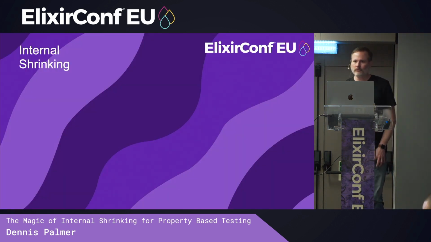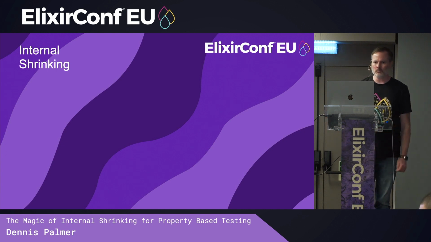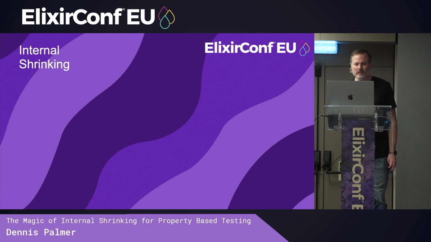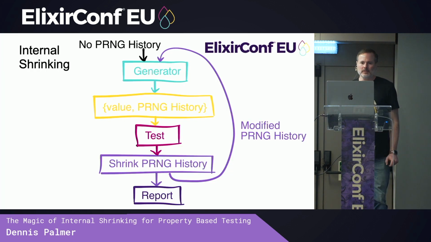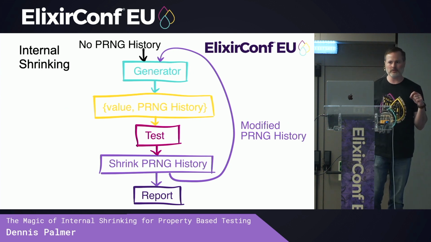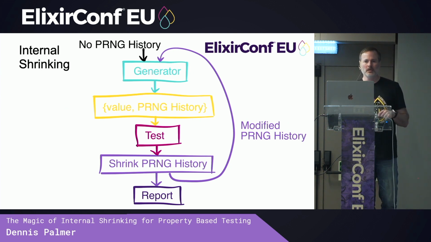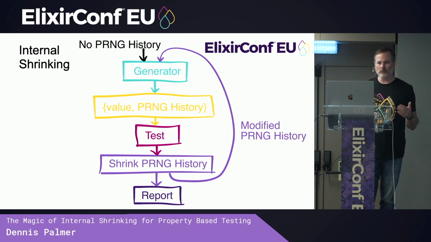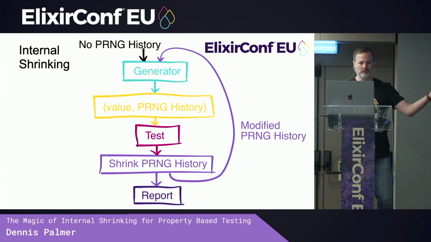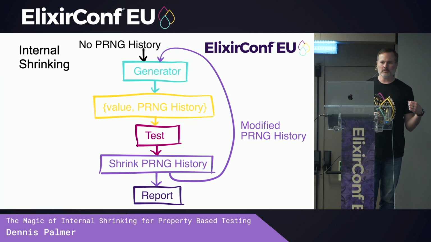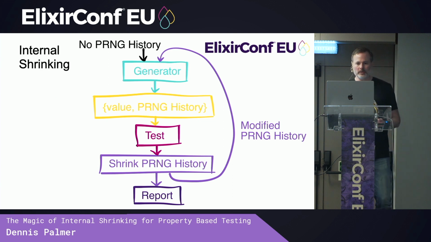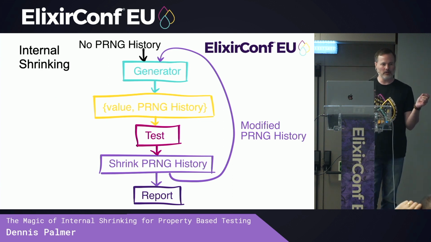So that brings us to our third form of shrinking, and that is what we call internal shrinking. The way this works is it keeps track of the random numbers that are fed into the generator. So if we don't have any pseudo-random number generator history, then we just give it random values, and the generator will consume those random numbers and produce values based on those. Its output is a tuple of the value along with the history of random values that were used to generate that value. And that's fed into the test.